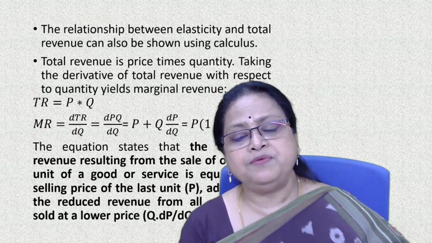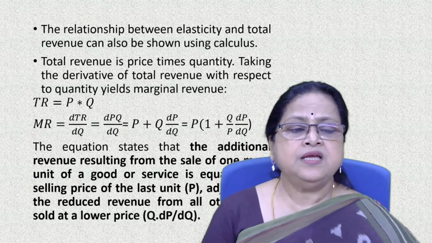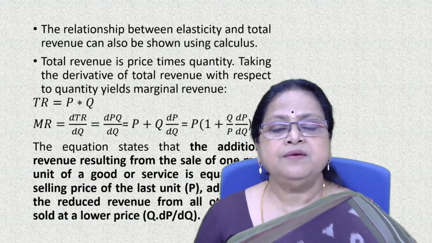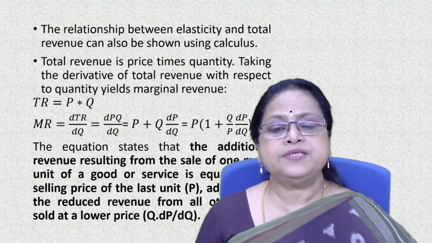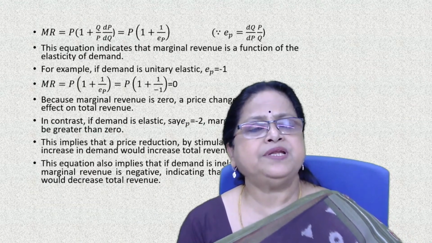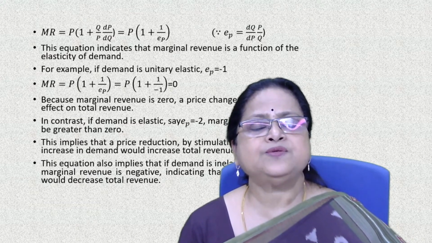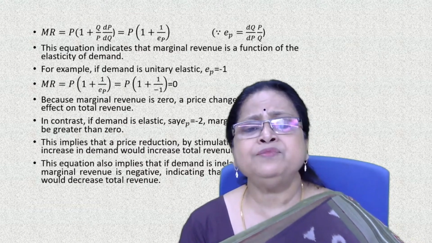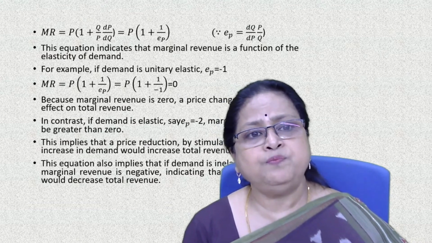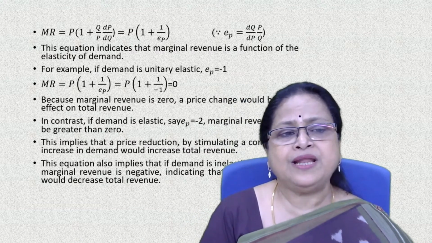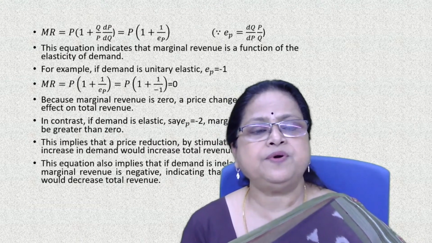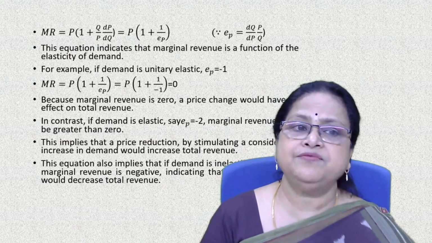So Q into dP by dQ. So here marginal revenue is equal to P common bracket, within the bracket 1 plus Q by P into dP by dQ. Now that can be rewritten as 1 plus 1 by EP, because we already know EP is equal to dQ by dP into P by Q, so that will be 1 by EP.